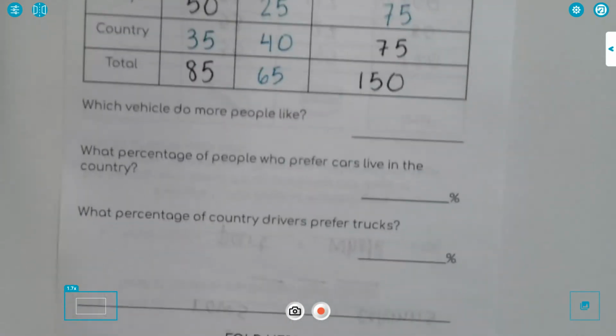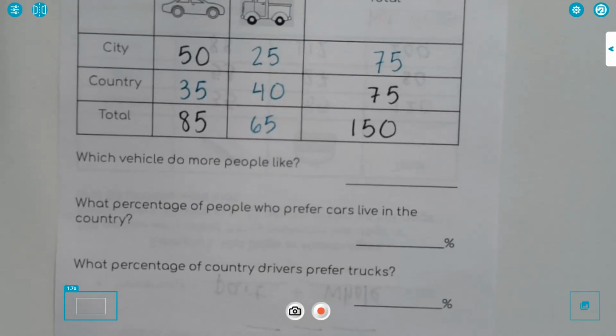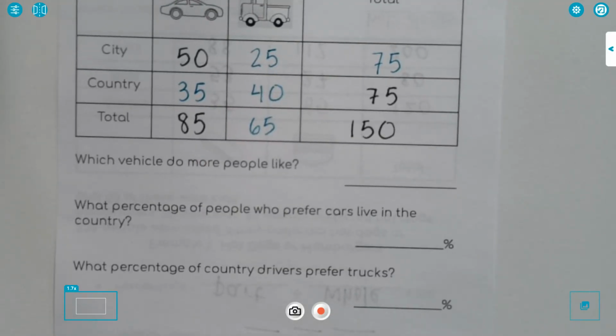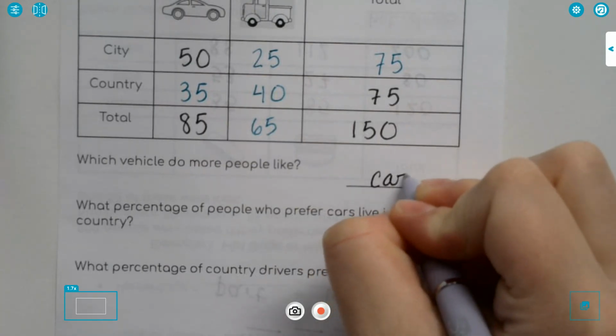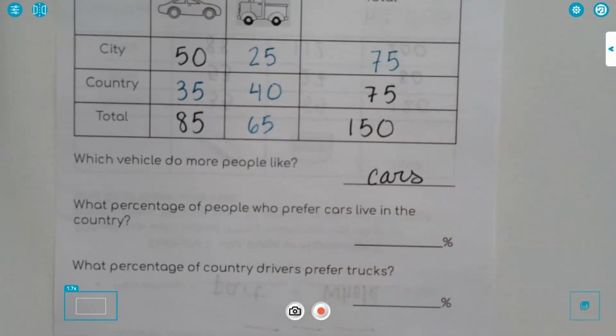Okay, we've got 3 questions about the table then. What vehicle did more people like? How many total people liked cars? 85. How many total people preferred trucks? 65. So which one did people like more? Cars. Or just cars are cheaper and more accessible and more practical. Unless you're hauling stuff.